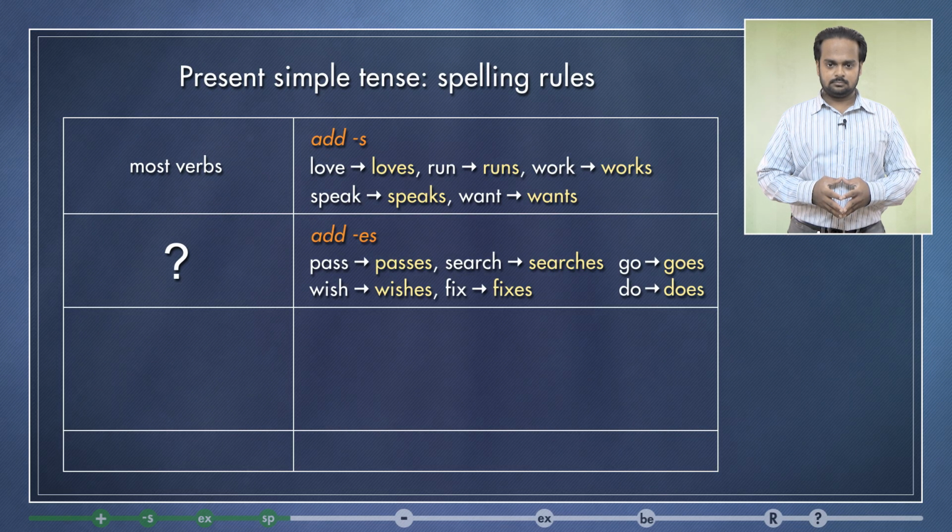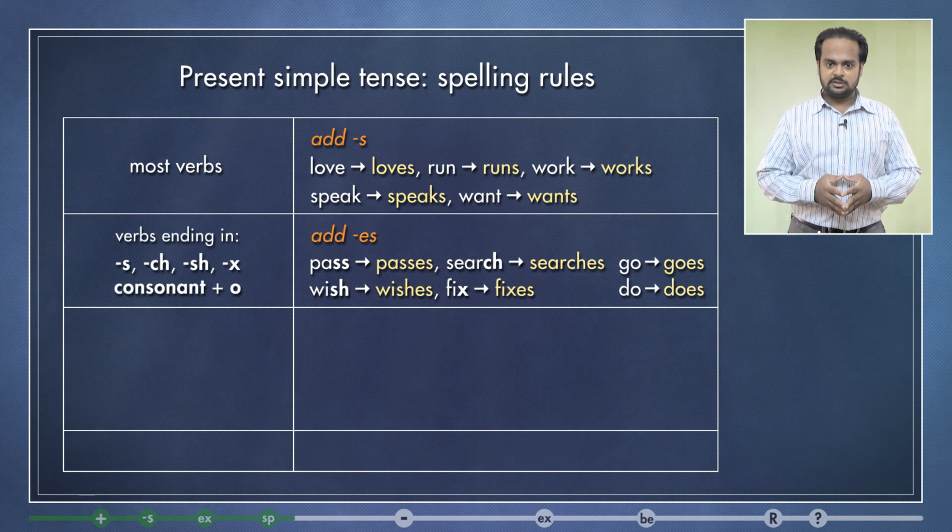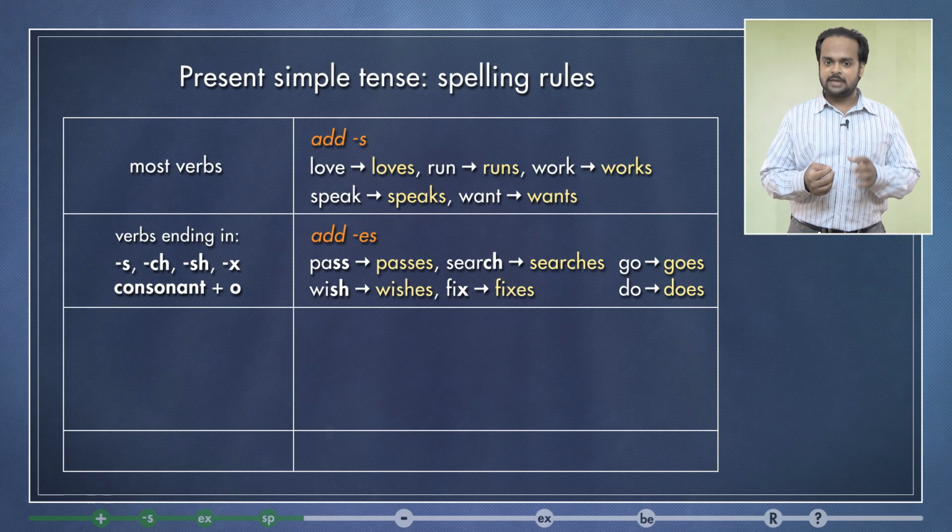Here's the rule. If a verb ends in s, sh, ch, or x, then we add es to the verb. If you think about it, these sounds are all related. S, sh, ch, x. They all sound similar, and it's easier to pronounce them if you add es. Passes, wishes, searches, fixes, and so on. Also, if a verb ends in o and has a consonant before it like g or d, then we add es. Don't worry so much about this rule. Just remember to put es in goes and does.